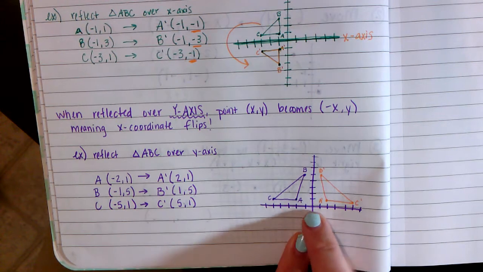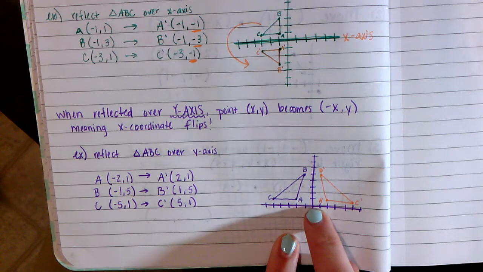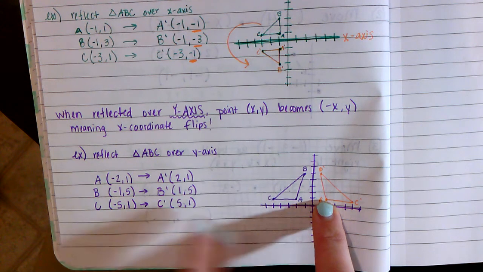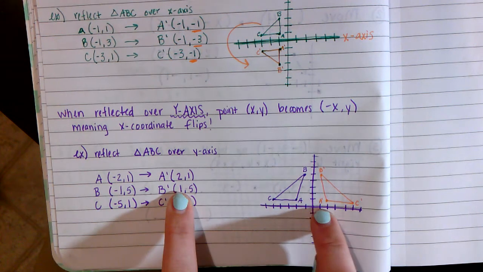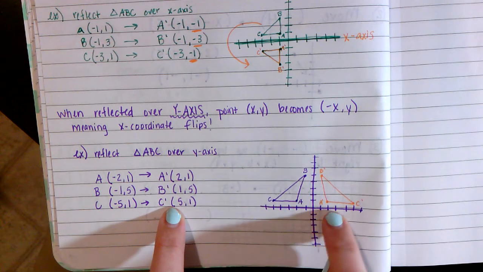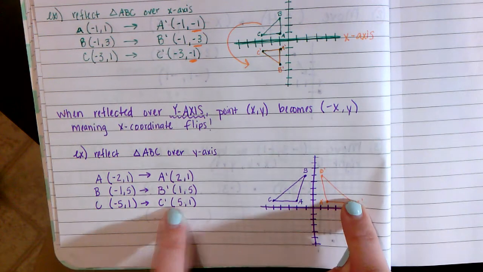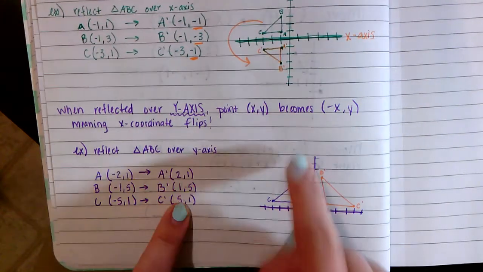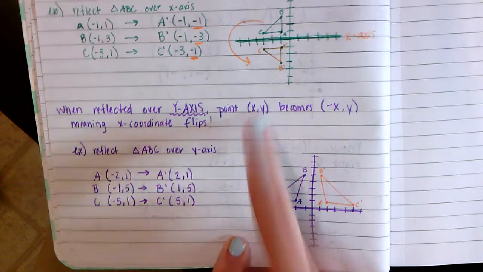So you'll see over here, I did it in orange. I went positive 2 on the x-axis, 1, 2, and then I went up 1. Then for B, I went positive 1, up 5. And then for C, I went positive 5, up 1. And remember, you always go right or left, up or down, based on what we know about ordered pairs.